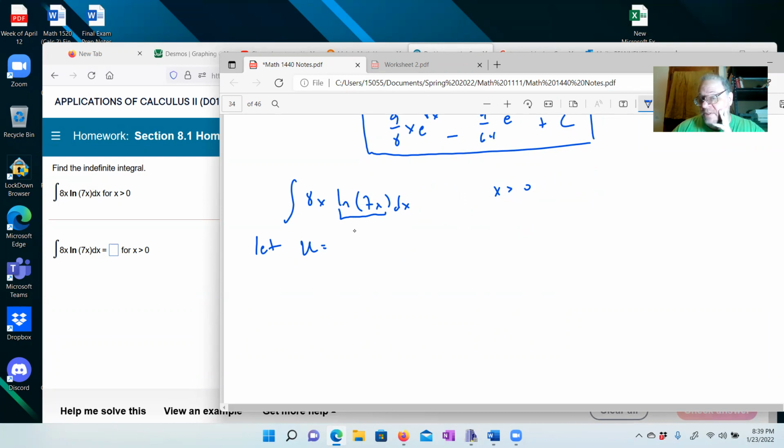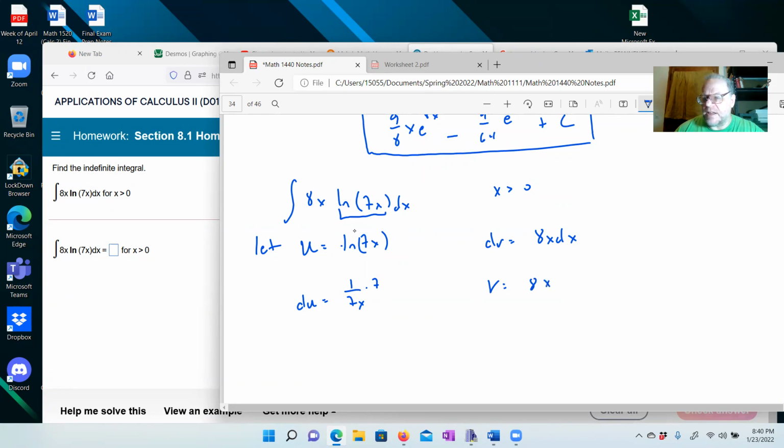But we do know the derivative of this, don't we? So we're going to say u is equal to natural log 7x, and dv is equal to 8x dx. When we take the derivative of this, it's 1/7x, right, 1/u du. But we need a chain rule. What's the derivative of 7x? It's just 7. v is going to be the integral of 8x, that's 8x squared over 2, isn't it?